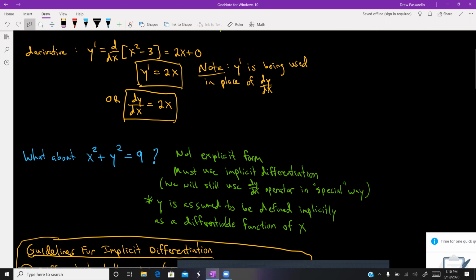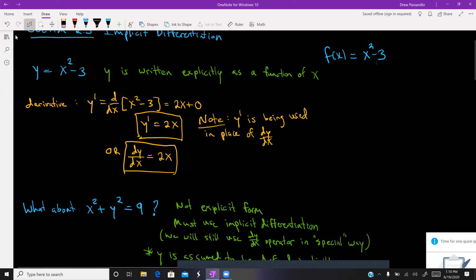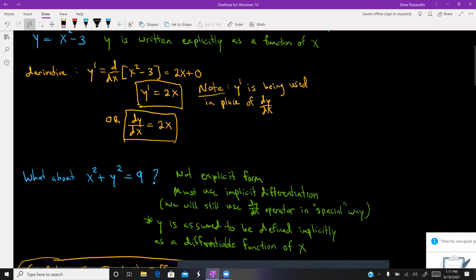Now, what happens when you have x squared plus y squared equal to 9? Now I have this y squared, and x squared plus y squared are both on one side. The main point is that I have a y squared versus here's y. So we can't say y is written explicitly as a function of x. This is not explicit form. This is called implicit form. And so we're going to use what's called implicit differentiation to find the derivative of this type of equation.